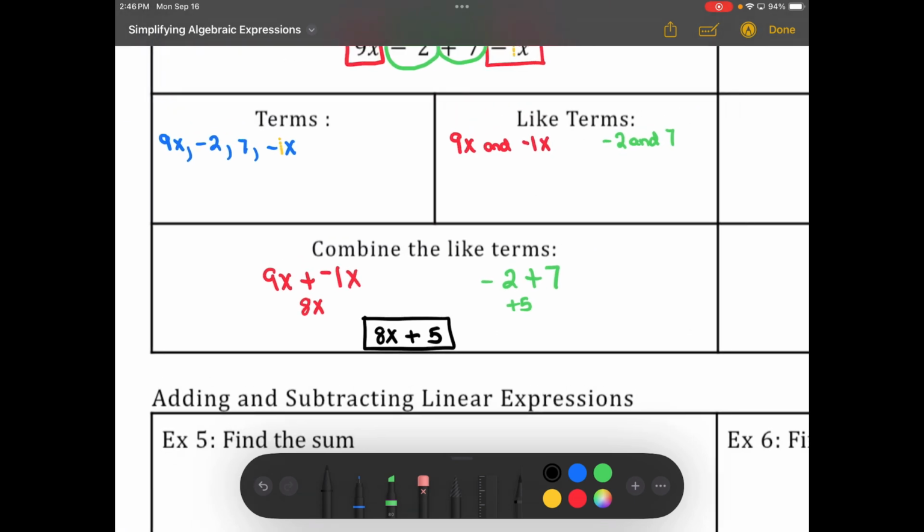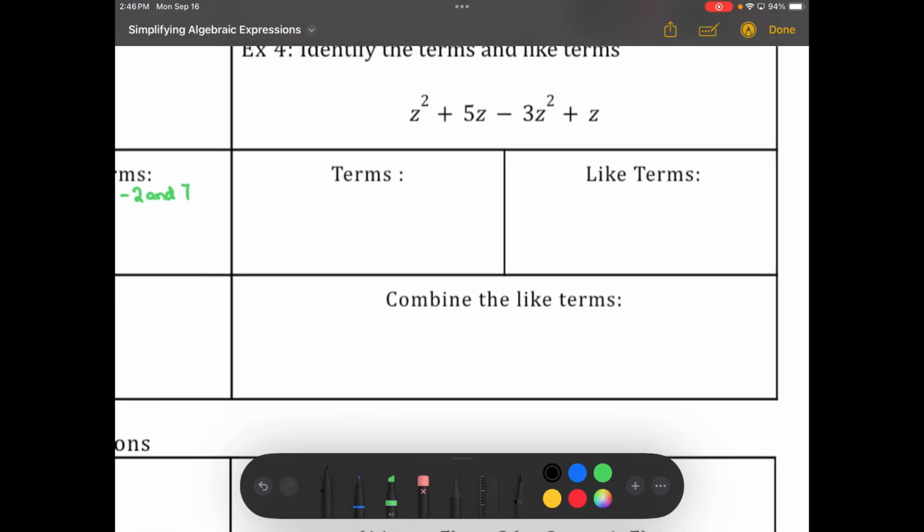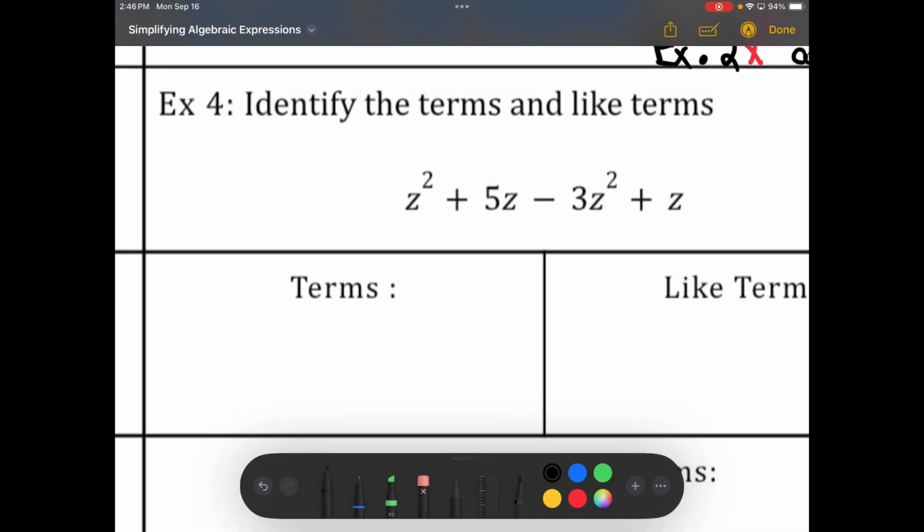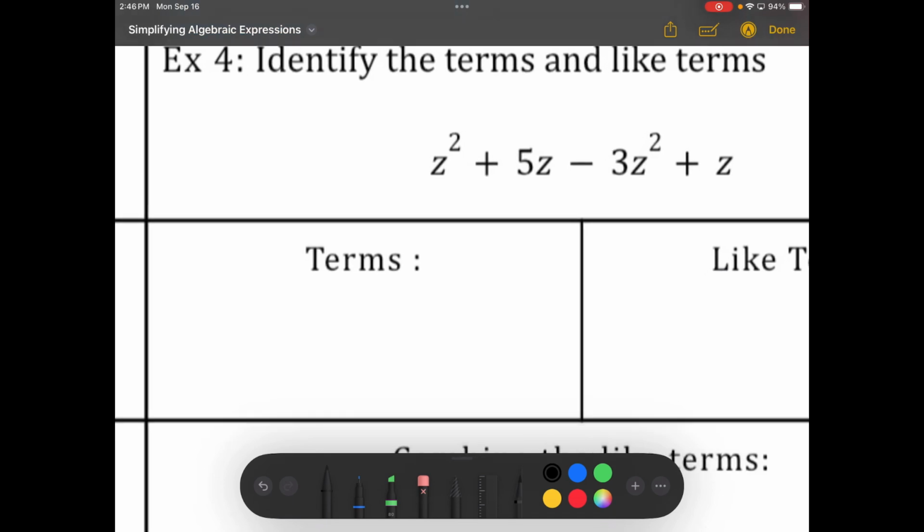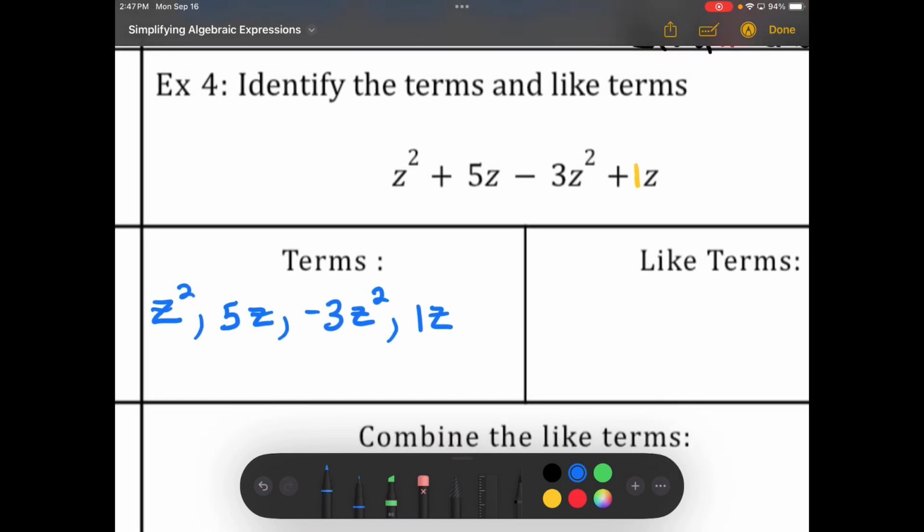All right, let's do the next example. Again, we're going to identify the terms. We're going to start with z squared. That's my first term. Positive 5z. What's the next term? Negative 3z squared. My last term is 1z. These are all my terms. Now, we're going to jump right in and do like terms. Is anybody still writing these terms?